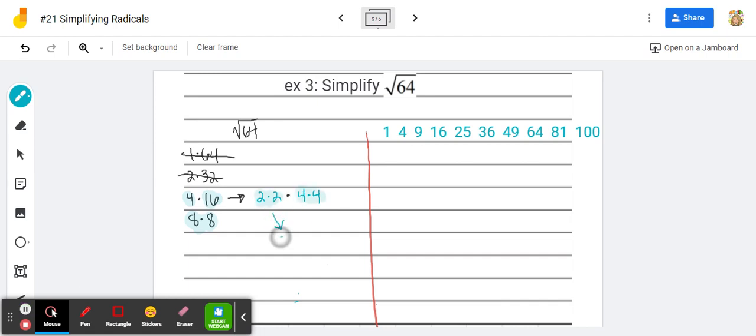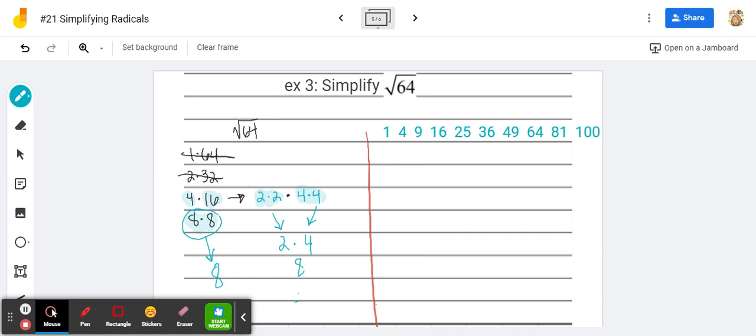Which means a 2 comes out in my final answer, and a 4 comes out in my final answer, which ends up giving us 8. Now, the cool part about this is a perfect square, guys. 64 comes from 8 times 8, which means that 8 is my final answer.